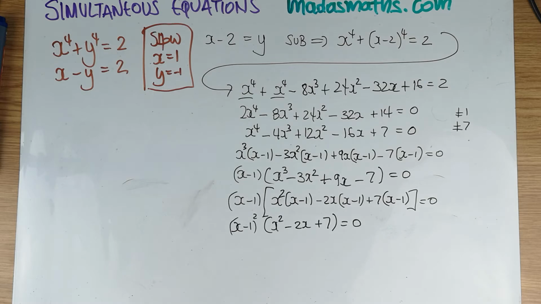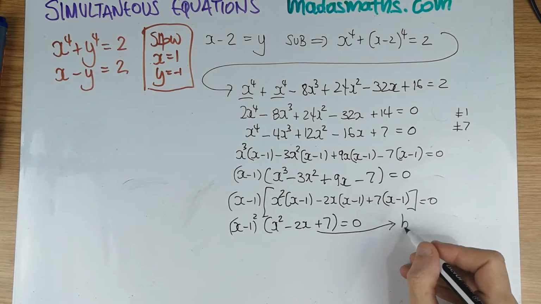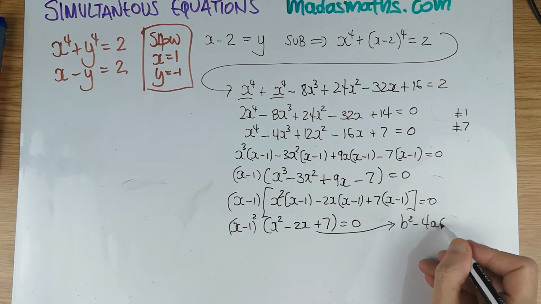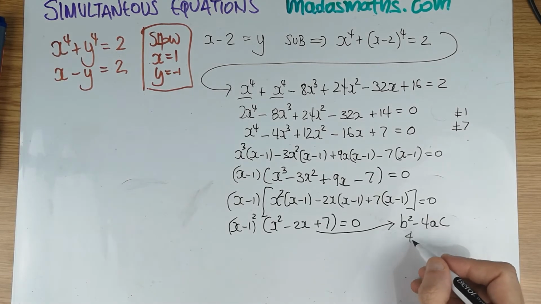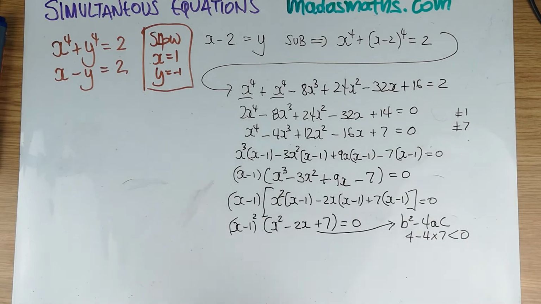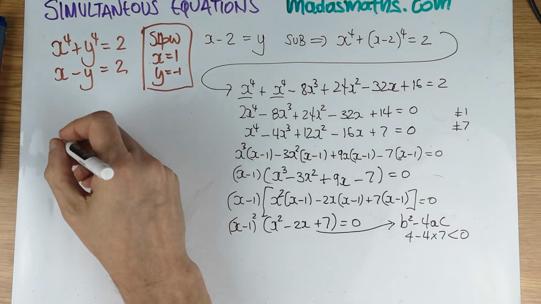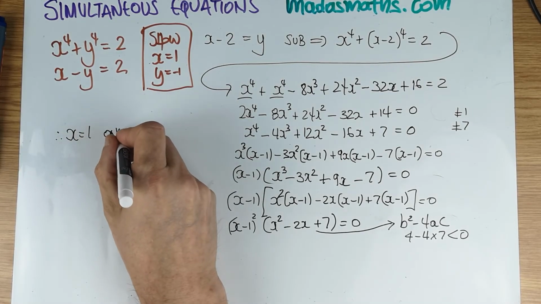The question finishes, because if you look at this quadratic, b squared minus 4ac is of course 4 minus 4 times 7, which is a negative number. There are no more solutions. This is irreducible, and therefore x is equal to 1, the only solution.